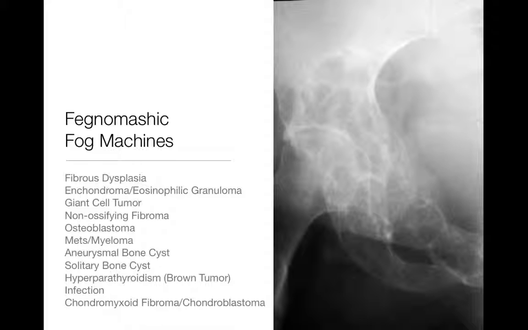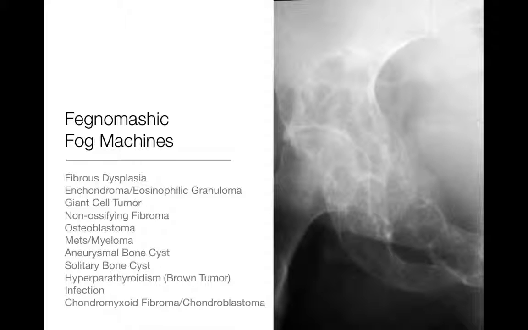All right, so what's on the list for benign lytic bone tumors? This Fegnomashic fog machine differential. Fibrous dysplasia is on the list, that's the F. Enchondromas, eosinophilic granuloma, or Langerhans cell histiocytosis, but the L doesn't fit so well in the mnemonic, so you can add that in there and make up your own mnemonic if you like. Giant cell tumor is on the list. Non-ossifying fibromas, osteoblastomas, metastasis, and multiple myeloma is really the only malignant thing on this list.